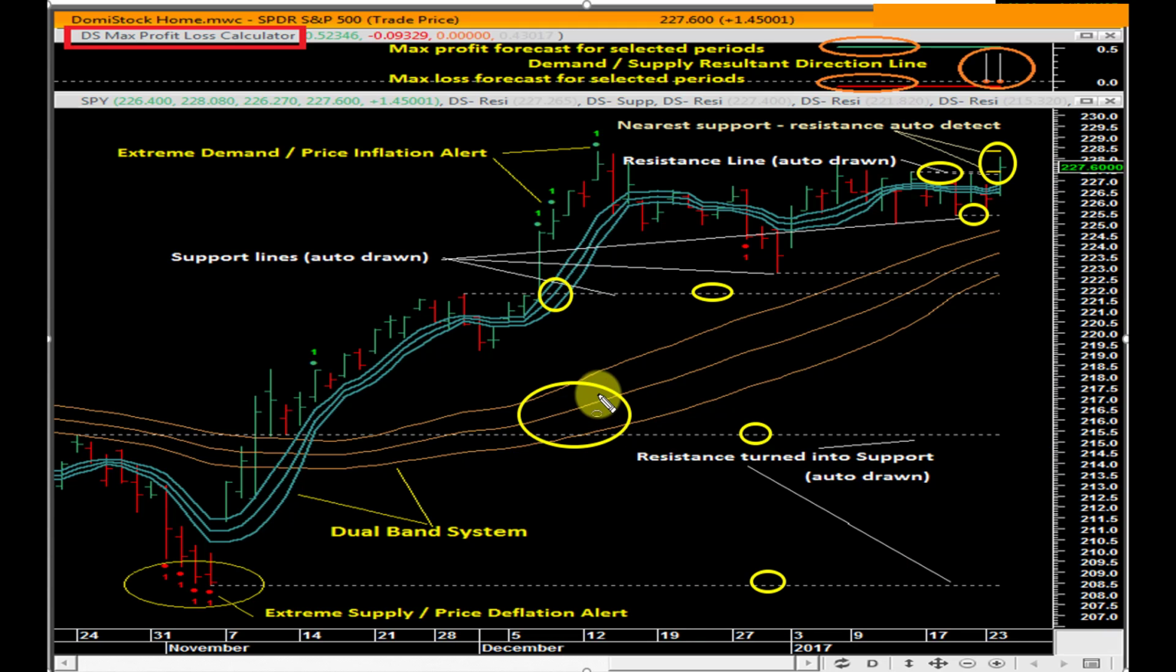Finally, the main window of the dual band trading system's template includes the extreme demand, or price inflation alert symbols, and the extreme supply or price deflation alert symbols. The upper window of the template plots the maximum profit-loss calculator. You can learn more about the calculator by visiting the maximum profit-loss calculator lesson.